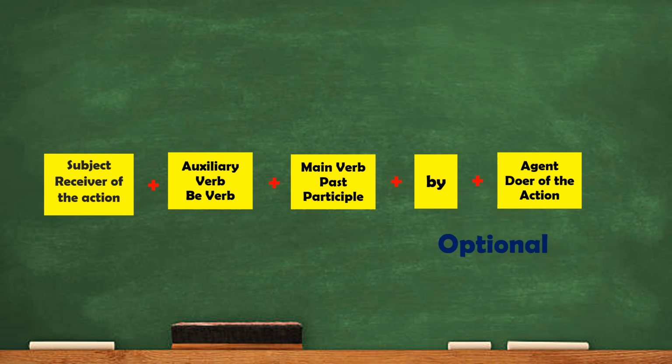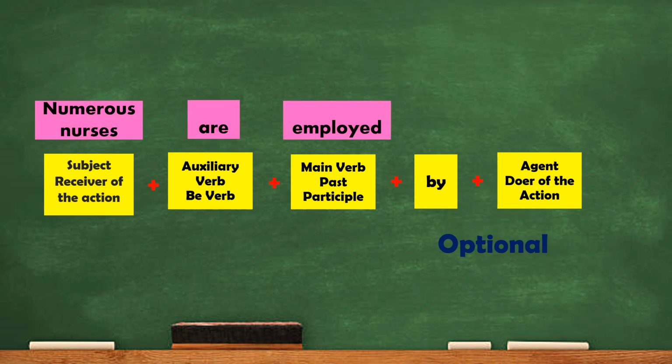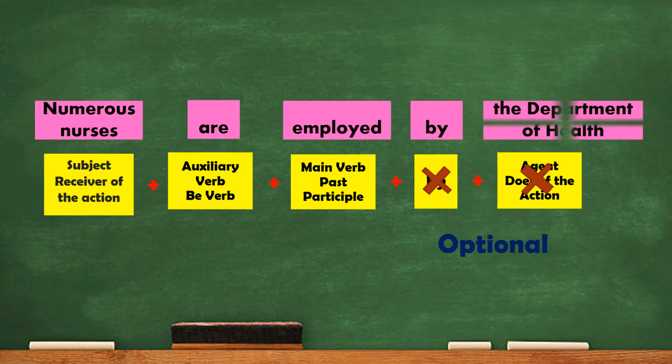Now, let us cite the sentence a while back. Numerous nurses is the subject, are is our be verb, and employed is our main verb, which is in its past participle. Numerous nurses are employed. So even if we remove the word by and the agent or the doer of the action, our sentence can stand by itself because it already states a complete thought. But we can also add the word by plus the agent or the doer of the action, which is the Department of Health. So our sentence would be, numerous nurses are employed by the Department of Health. I hope you got that.